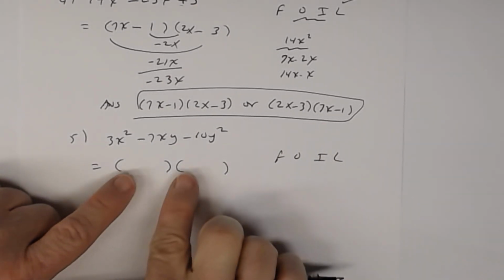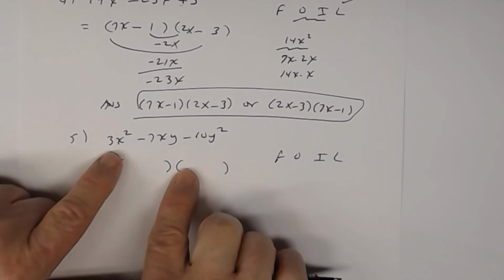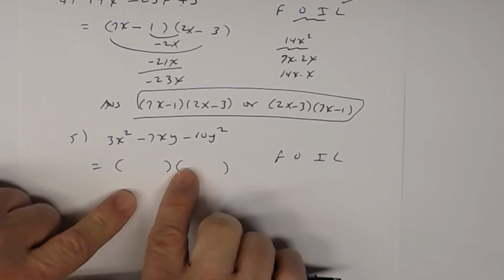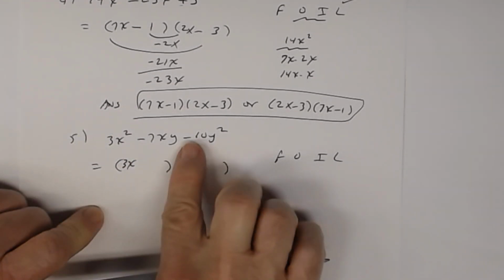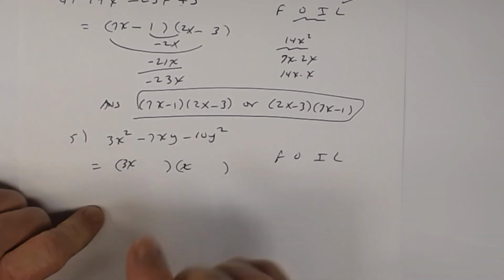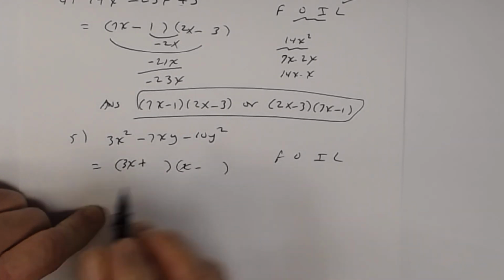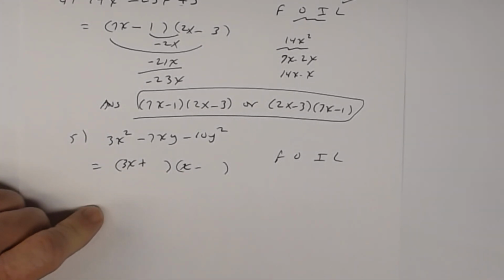So what two terms multiplied together is 3x squared? There's only one possibility, 3x and x. So let's put that here. The last sign's negative, so these signs are going to be different. And for right now, let's just put plus minus, right? You're going to be checking this anyway. If it doesn't work, we'll switch them.